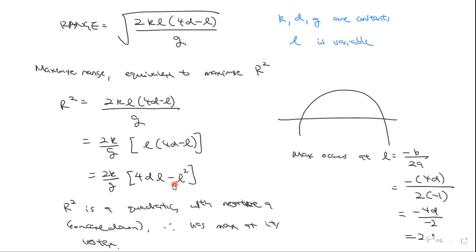But at this point in time, we have shown that L equals 2D gives you a maximum. And that's what the question asks for. It asks you to show that it hits the ground at a maximum distance if L equals 2D, and we have shown that. The range is, well, r squared, and therefore range is maximized when L equals 2D, and therefore the maximum distance occurs when L equals 2D as required. And that's how you do the question.